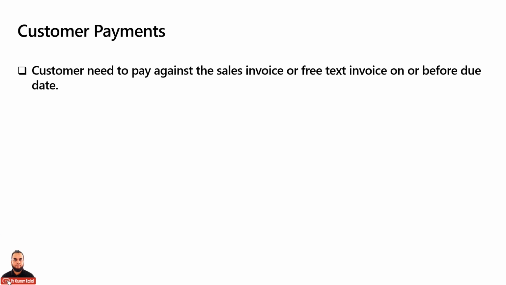So the customer needs to pay against the sales invoice or free text invoice on or before the due date. The due date will be calculated based upon the terms of payment which were already selected, either in the customer master, and then it was copied to the sales order, and after that in the sales order it was also copied to the customer invoice or sales invoice. On the basis of that due date, cash discounts can also be availed if it is possible. I mean, if it is given, then only cash discounts will be possible.